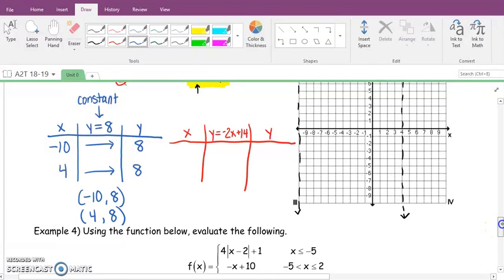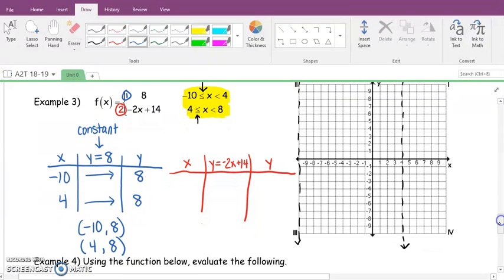Now, since they are both boundary points, I do have to check open or closed, and again, I'll go off of the sign that's right next to those numbers. So negative 10 will be a closed point, but positive 4 will remain open. So negative 10 comma 8, that will be my closed point, and then 4 comma 8 will be my open point. And remember what we said, the constant function should be a horizontal line. So this is making sense because it is a horizontal line.